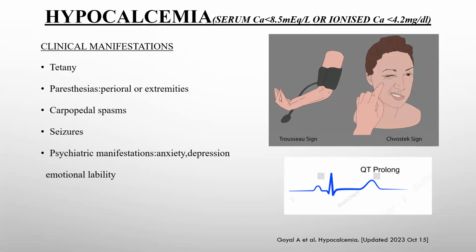Other manifestations include the Chvostek sign, which is when tapping on the facial nerve causes twitching of the facial muscles, and the Trousseau sign, when there is spasm of the hand and wrist when the BP cuff is inflated above the systolic blood pressure for 3 to 5 minutes.